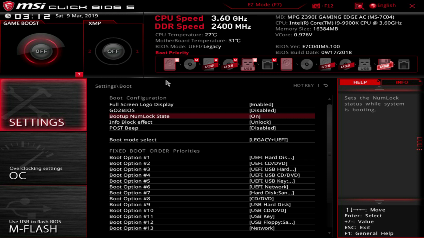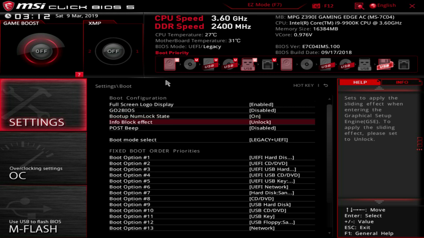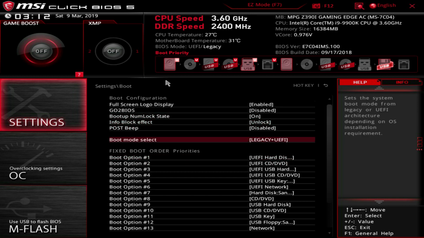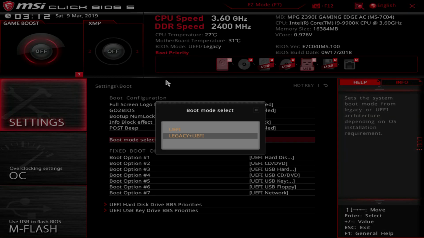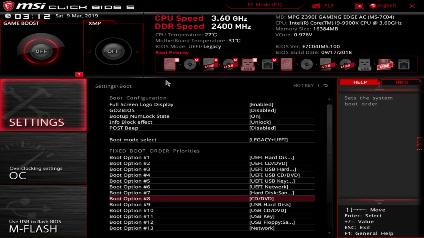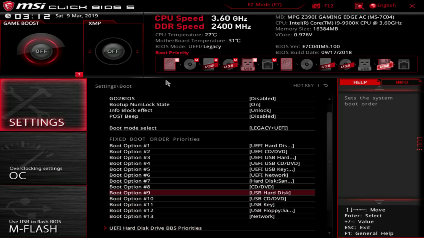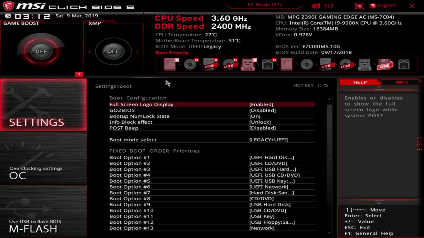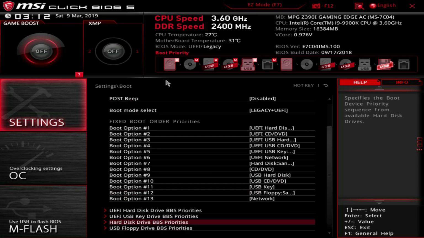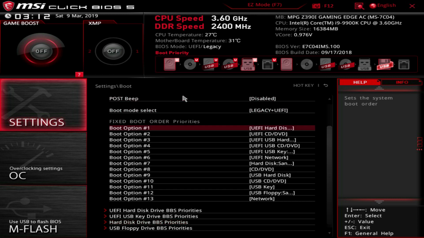So auto set your num lock, info block effects. That's the... Yeah, basically you get a bunch of boot settings, and then you have legacy plus UEFI or UEFI only mode. Here you can set your boot order. And do they have override? Oh no. You can actually just click on whatever you want to boot from up there.